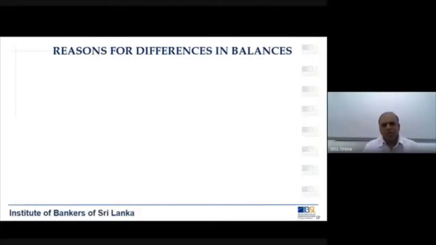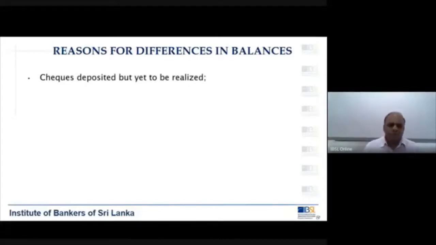Now let us look at some reasons for the differences. So we are talking about two independent sources. One is the bank statement and the other is the customer's cash book. Now we are trying to agree these two, whereas it is not agreeing, and you find certain reasons for the differences. So now let's look at them one by one. What are these reasons?